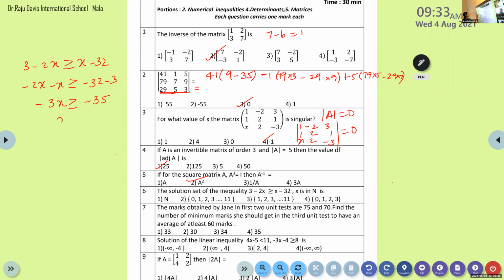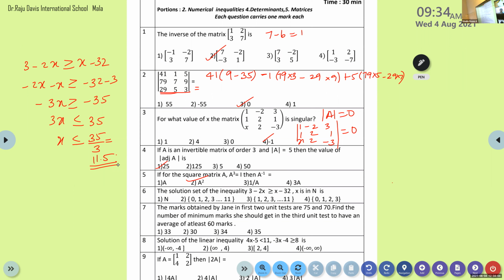So x will be, when you multiply by negative, the inequality will change. So we get 3x is less than or equal to 35. So x is less than or equal to 35 by 3. So what is 35 by 3? It is 11 point something, isn't it? 11 point something. And x is a natural number.